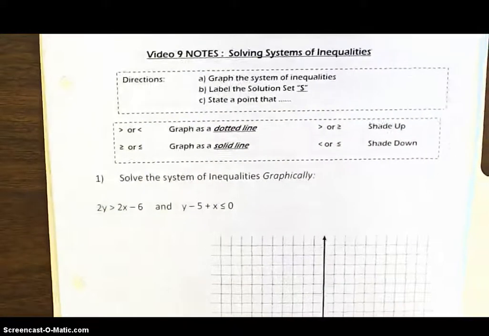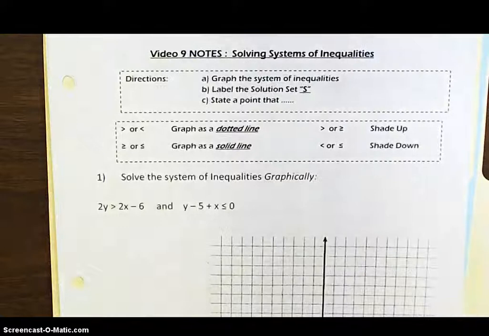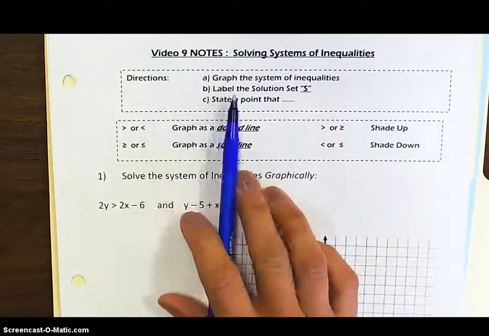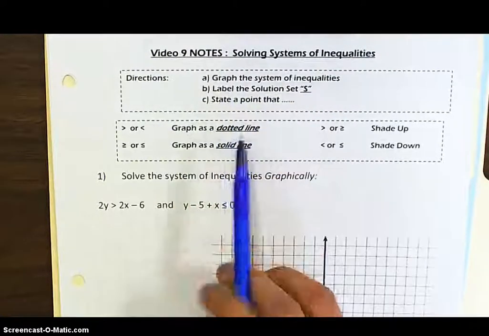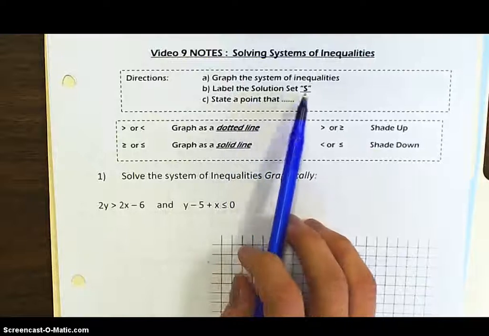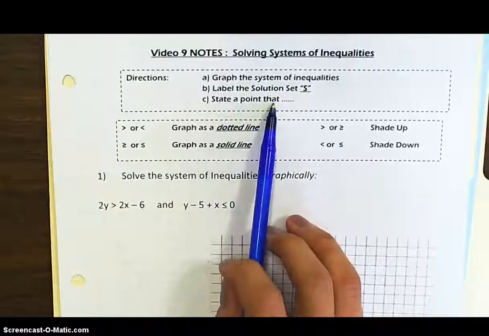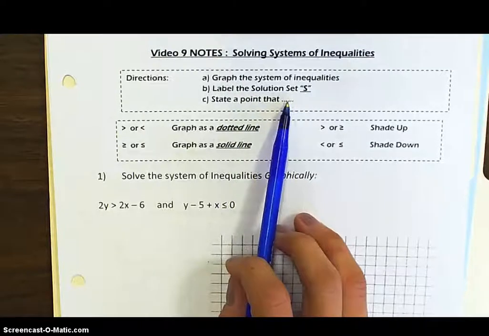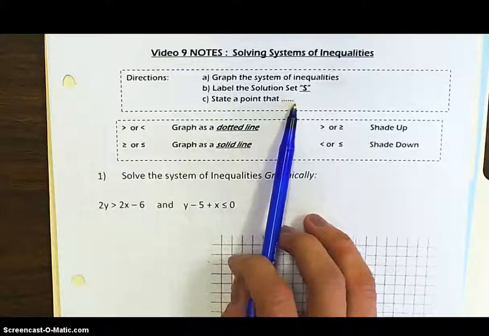So we are going to be solving inequalities on a coordinate system. Our directions: we're going to graph the system of inequalities, we're going to label the solution set with an S, and we're going to state a point that... and that's going to be the analysis that we're going to be doing.